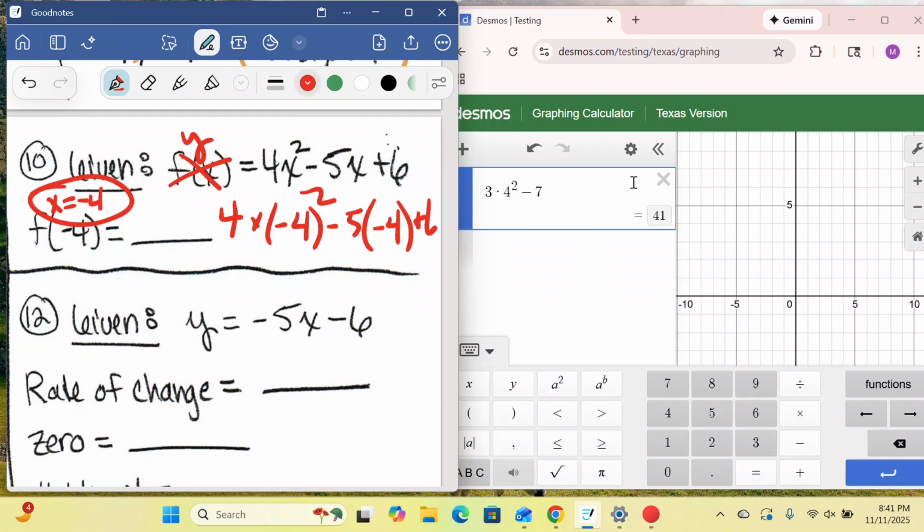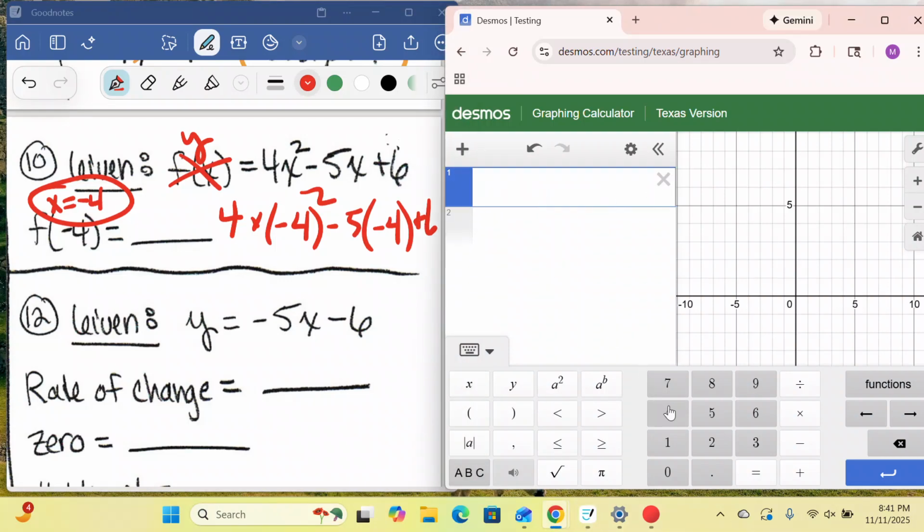So let me go ahead and input that one into Desmos. I'm going to say 4 times quantity, it's a negative 4, so I have to put it in parentheses. Close parentheses, quantity squared. It's telling me to square negative 4. And then I'm going to go minus 5 times negative 4 plus 6. And my answer is 90.